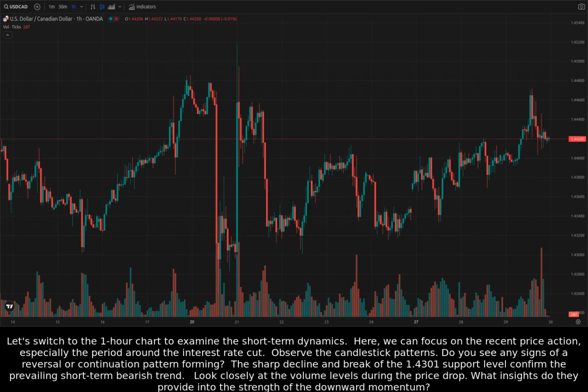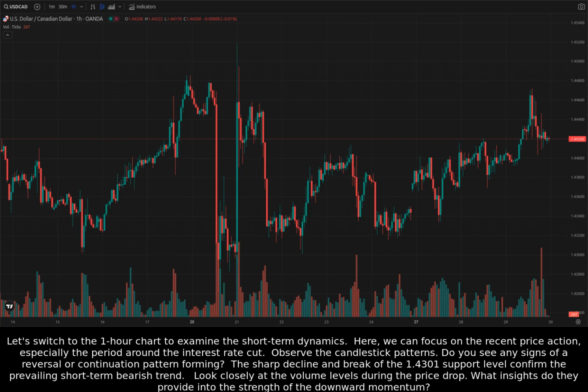Let's switch to the 1-hour chart to examine the short-term dynamics. Here, we can focus on the recent price action, especially the period around the interest rate cut. Observe the candlestick patterns. Do you see any signs of a reversal or continuation pattern forming? The sharp decline and break of the 1.4301 support level confirmed the prevailing short-term bearish trend.